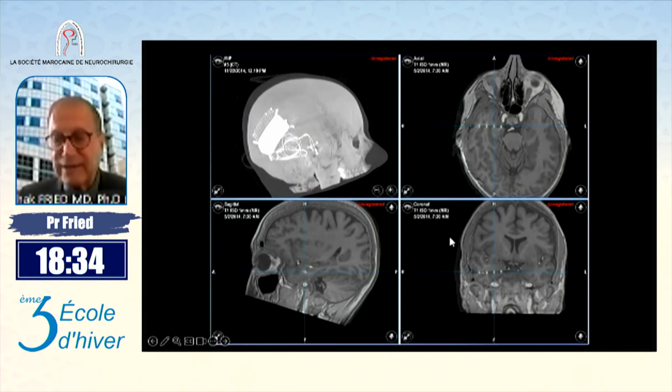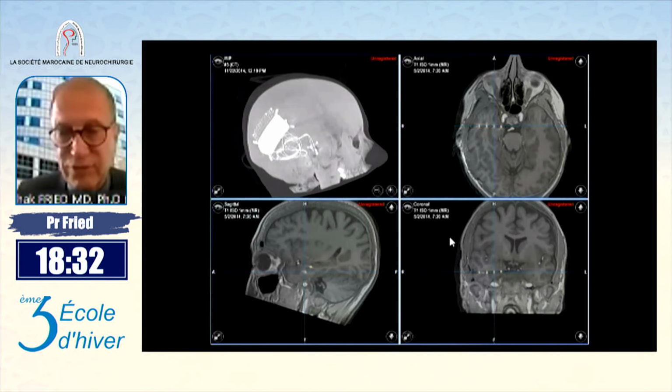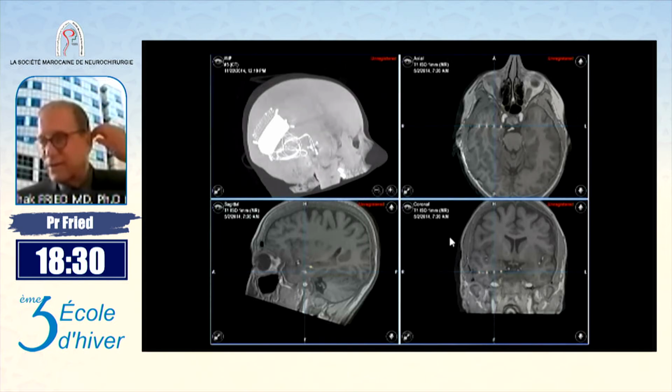Of course, it's nicer in my mind than the DBS, because DBS, you got it in the chest with cables in the neck. A nightmare. I don't really like it, so I like this technology. The batteries now are good for 8 years.